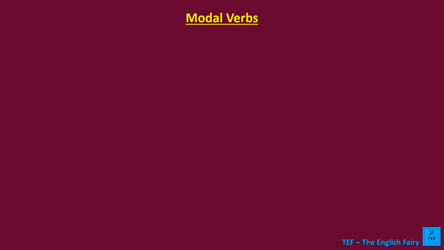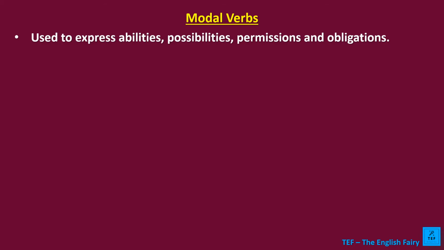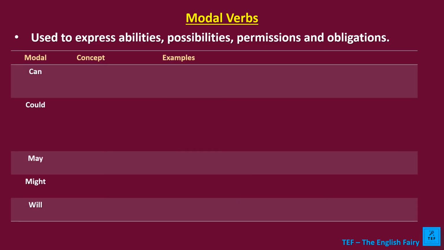Modal verbs. Modal verbs are used to express abilities, possibilities, permissions, and obligations. Let's learn each modal verb in the English language. Can is used to show ability. For example, Josh can swim. Permission or request. Example, can I borrow your pen? Offer. Example, can I help you?